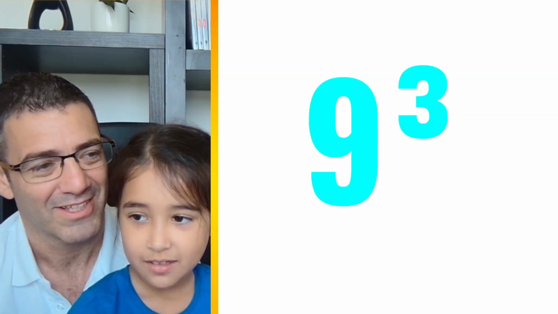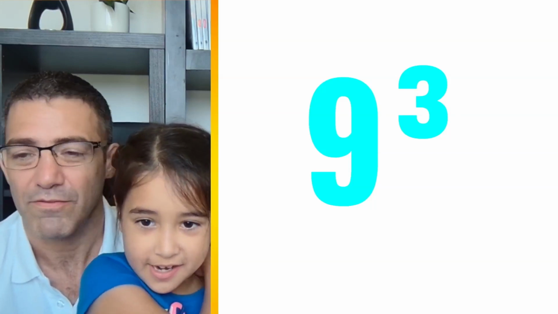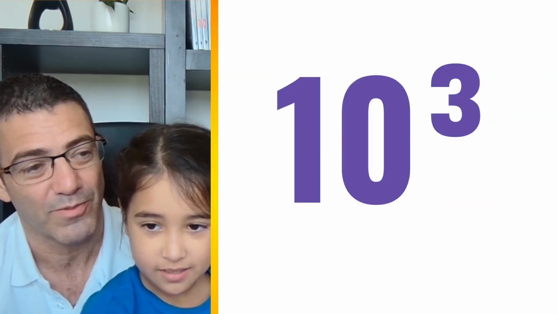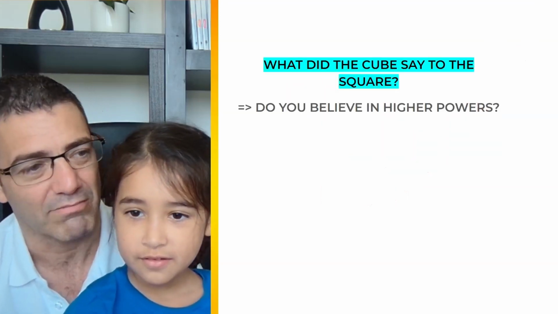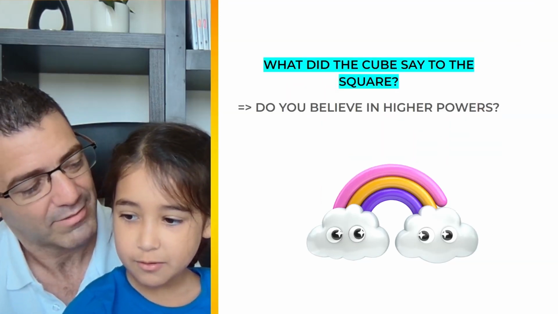What's 9 cubed? 729. Very good. 729 is correct. What's 10 cubed? 1000. Oh, that's it. That's your cubes to 10.